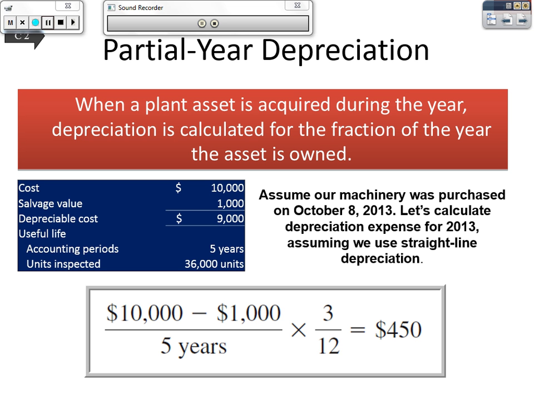In this particular example, the cost of this was $10,000, salvage value still $1,000, depreciable cost $9,000, accounting period is 5 years. It says assume the machine was purchased October 8th. So that means how many months have passed? When did they purchase it? October. So how many months are you going to depreciate for? 3 months. October, November, and December, right? Okay, so 10,000 minus the 1,000 divided by the useful life of 5 years, and then multiplied by those 3 months over 12 is going to give you the partial year depreciation. Everybody has that, right?